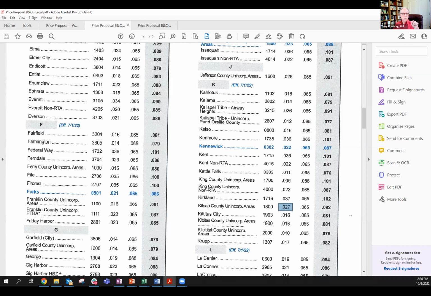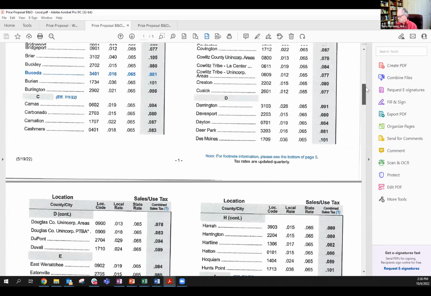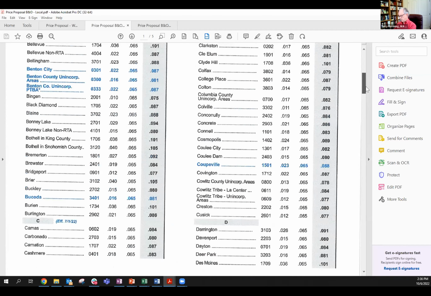Now, if we go to the B's and look up Bremerton, Washington for the Puget Sound Naval Shipyard, we will see that it has also a B&O tax rate of 0.027. So you would want to include that in your cost proposal also.